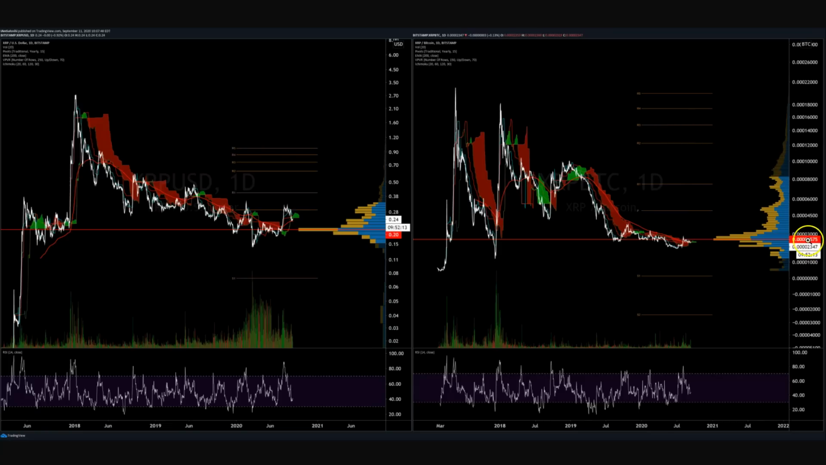I'd be watching for 3K sats, this VPVR zone, and a move to 4,500 sats, 5,000 sats, something like that, wouldn't be out of the question. Nothing to comment on RSI.